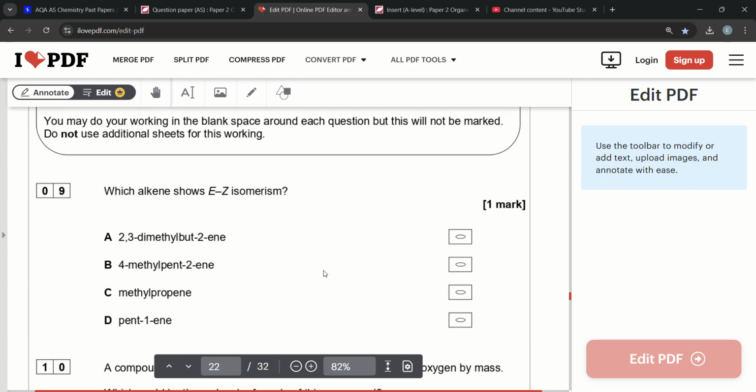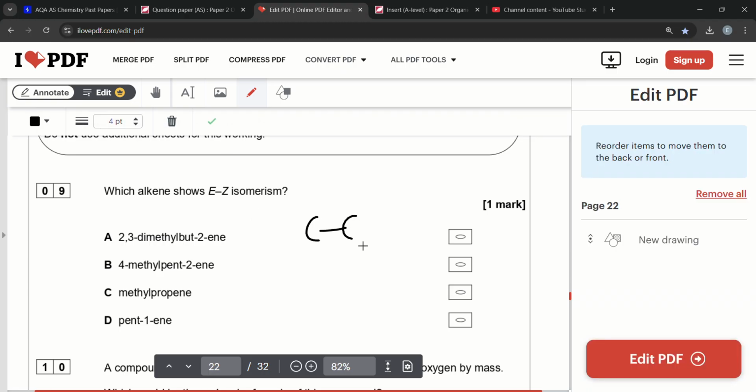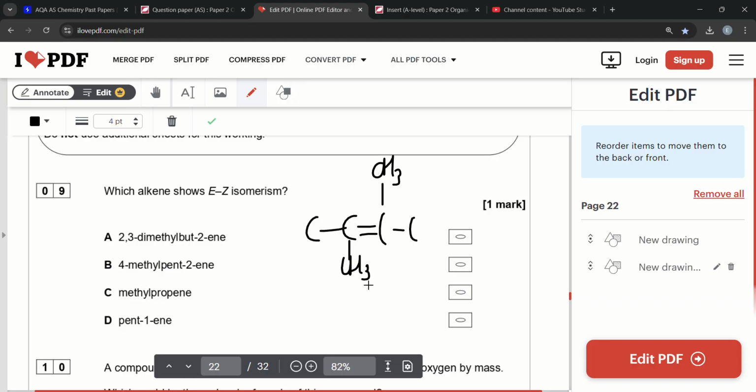Section B, question 9: which alkene shows EZ isomerism? The options are 2,3-dimethylbutene, and then the others. Carbon-carbon double bond, second carbon. 2,3-dimethylbutene, so a methyl group here, a methyl group here, and hydrogens on the rest.